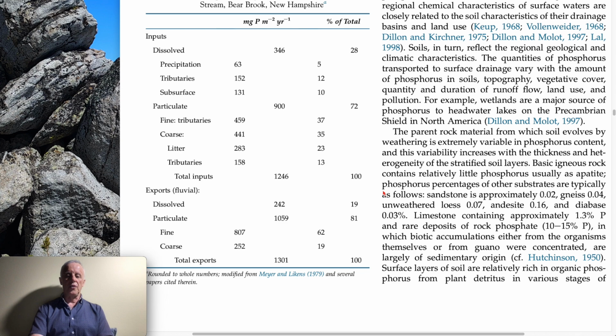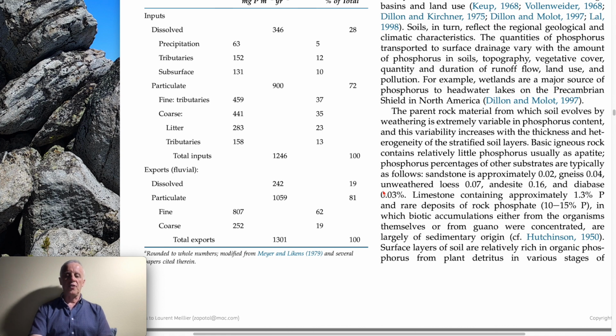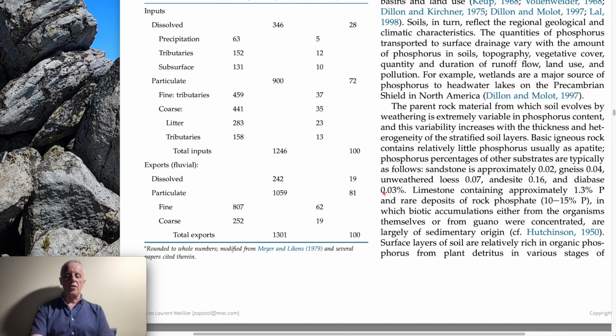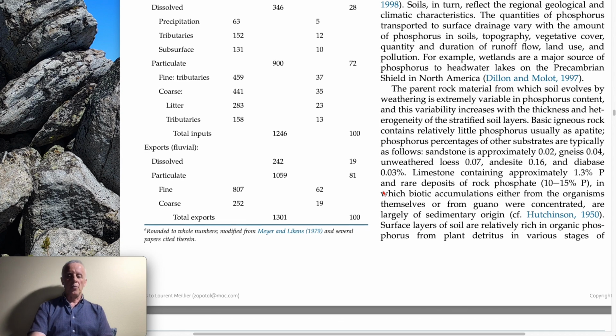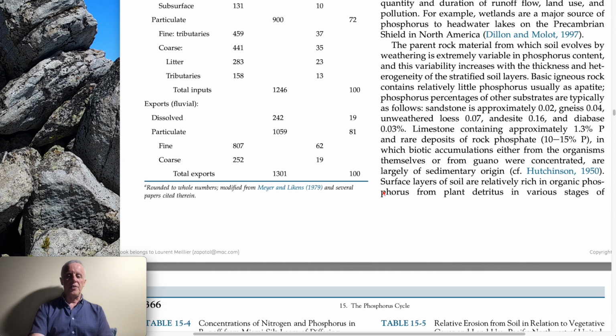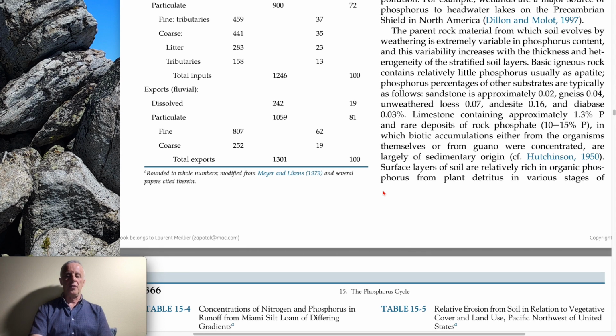The quantities of phosphorus transported to surface drainage vary with the amount of phosphorus in soils, topography, vegetative cover, quantity and duration of runoff flow, land use, and pollution. For example, wetlands are a major source of phosphorus to headwater lakes on the Precambrian Shield in North America. The parent rock material from which soil evolves by weathering is extremely variable in phosphorus content, and this variability increases with the thickness and heterogeneity of the stratified soil layers.